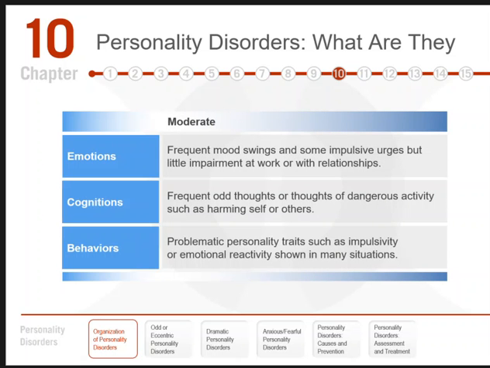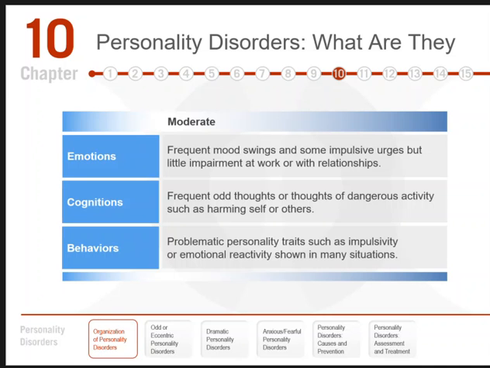And then moderate is frequent mood swings and some impulsive urges, but little impairment at work or relationships. So it's not getting in your way, but it's there, right? Thoughts are frequently odd, or thoughts of dangerous activities such as harming yourself or others. You know, those thoughts that I'd be better off dead, though not really that you're going to necessarily act on it. And then you might have problematic behaviors, personality traits such as impulsivity or emotional reactivity shown in many situations.